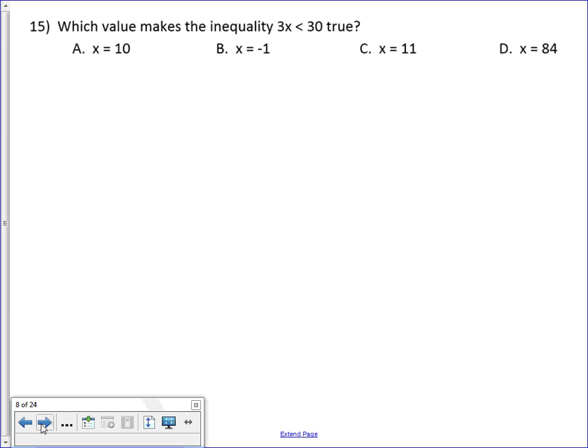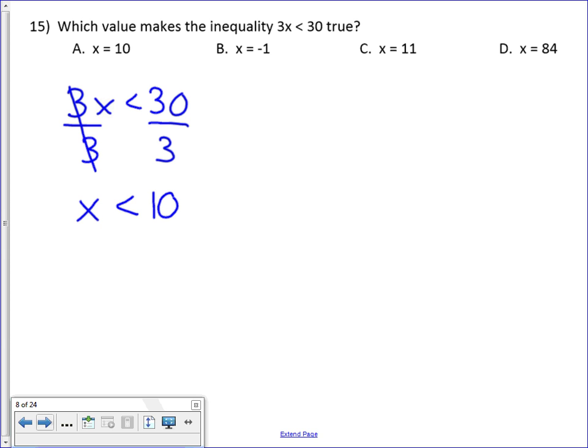Okay, the first way we can do is literally to solve 3x is less than 30. That means that I'm going to divide both sides by 3, because I'm going to treat this the same way I would an equation, doing the exact same thing. And so now x is less than 10.